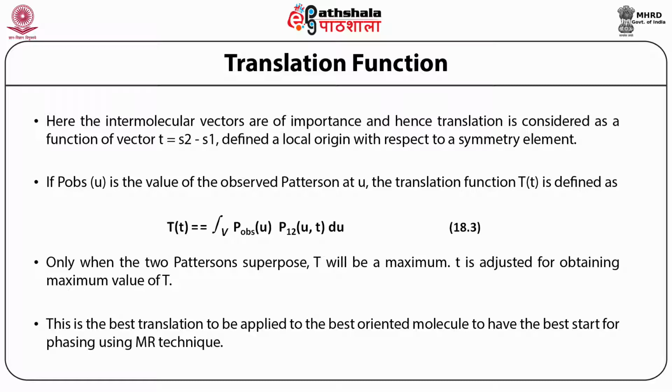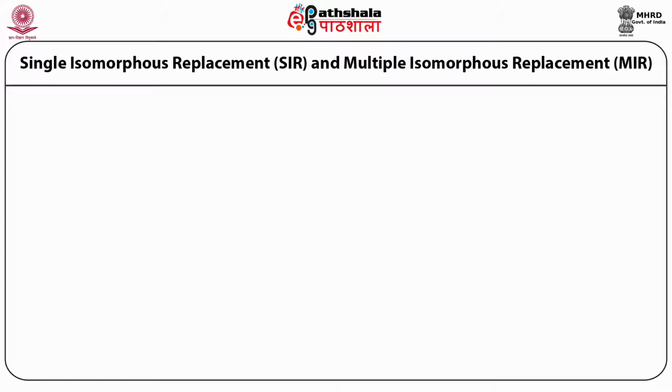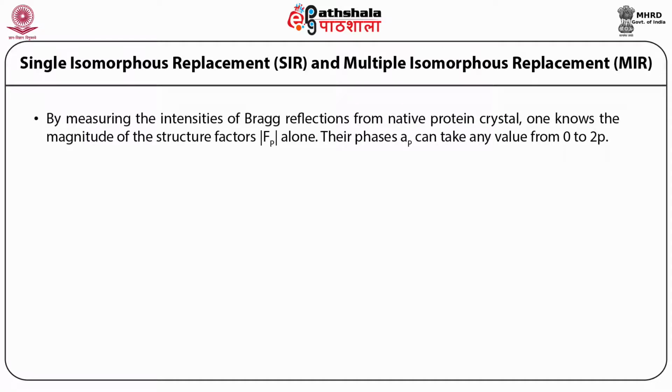Now we are going to cover two important topics: single isomorphous replacement, abbreviated as SIR, and multiple isomorphous replacement, abbreviated as MIR. By measuring the intensities of Bragg reflections from a native protein crystal, one knows the magnitude of the structure factors, mod Fp, alone from the measured intensities. But the phases can take any value from 0 to 2 pi. So this will be shown in the next figure.